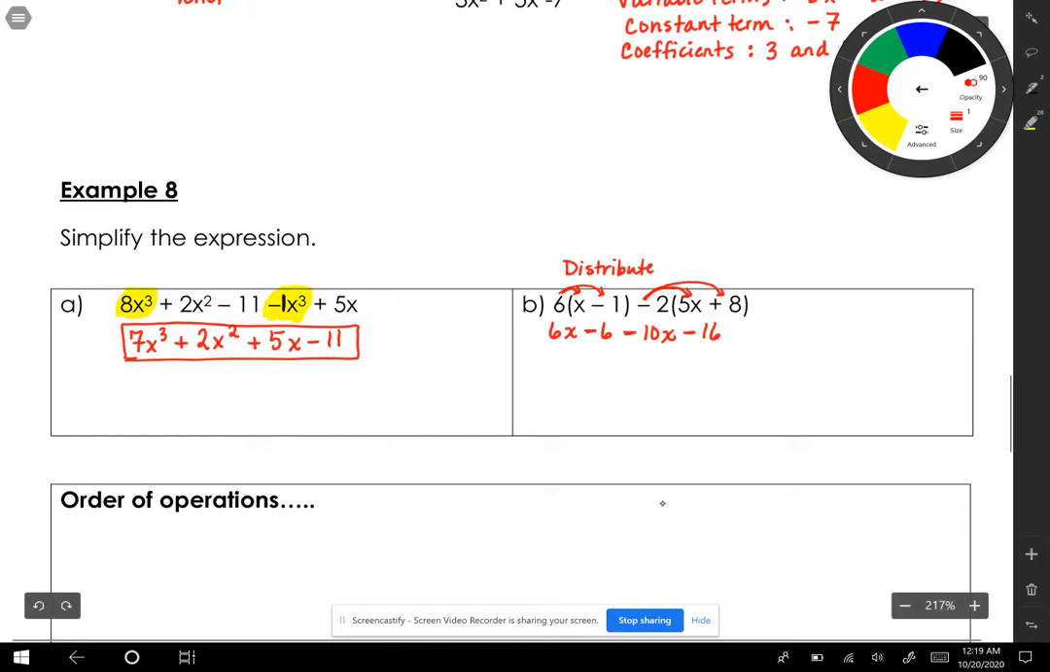And now you can use your highlighter or draw shapes. The stuff that I see that's alike is the 6x and the negative 10x. Notice I highlighted the negative as well. And then the constant terms are alike. And so now I'm ready to simplify them. So we have 6x minus 10x is negative 4x. And negative 6 plus a negative 16 is negative 22.